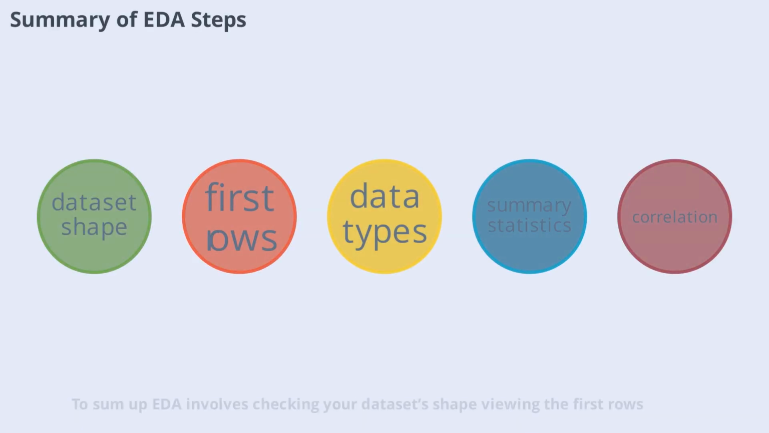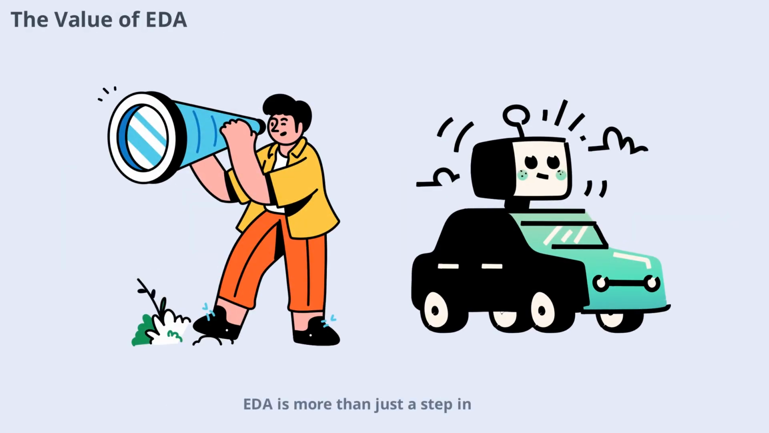To sum up, EDA involves checking your dataset's shape, viewing the first rows, understanding data types, running summary statistics, and analyzing correlations. Each step builds on the last, giving you a complete picture of your data and preparing you for deeper analysis or modeling. EDA is more than just a step in the analysis process, it's the foundation of good data science. By exploring your data thoroughly, you set yourself up for accurate, meaningful results.